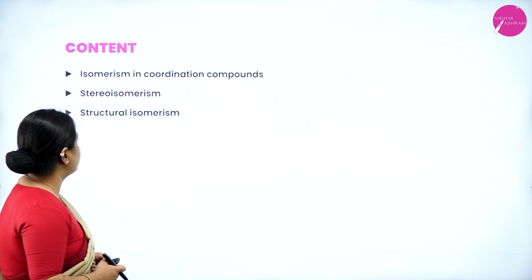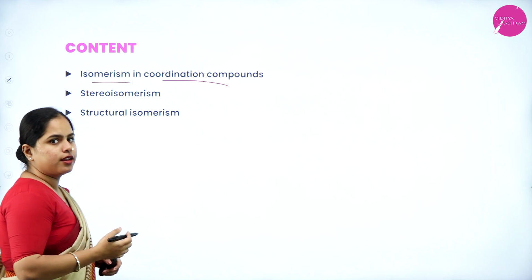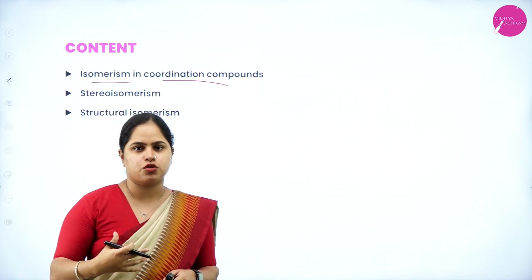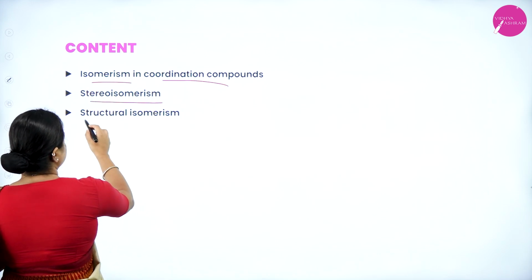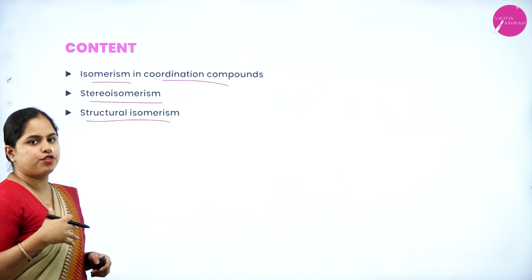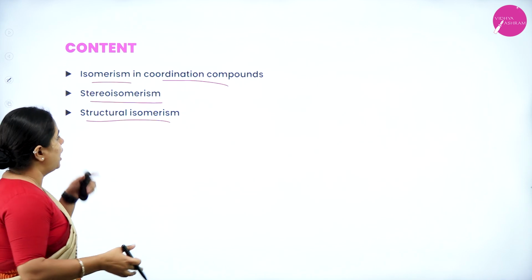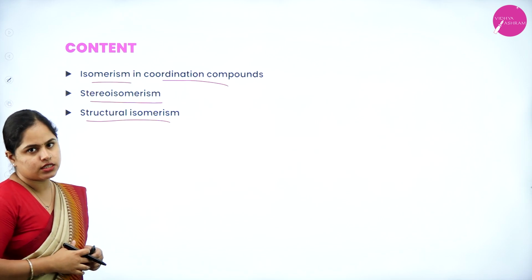So in today's session, we are going to discuss isomerism in coordination compounds. You are already familiar with what isomerism is, right? So in coordination compounds, how this isomerism acts, we are going to see. And then what is stereoisomerism and structural isomerism? Those are the different types of isomerism. Under stereoisomerism, you have 2 types, and under structural isomerism, you have 4 types. All of this in detail, we are going to study in this session.